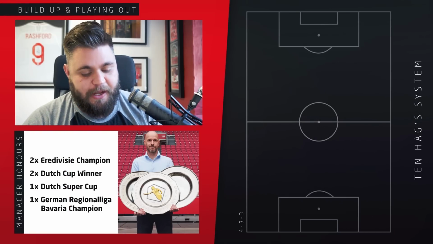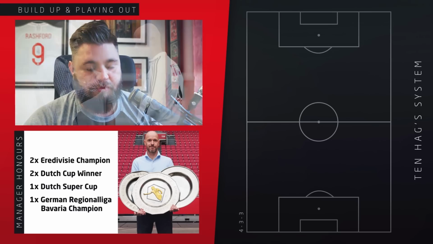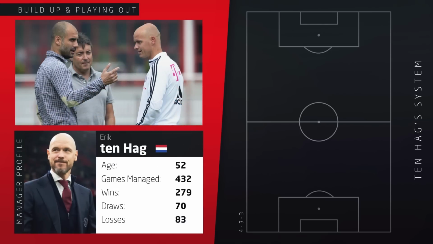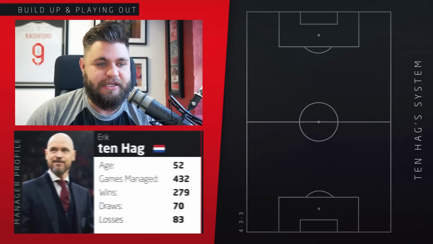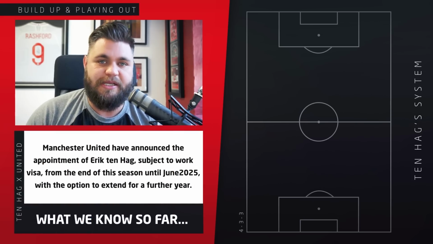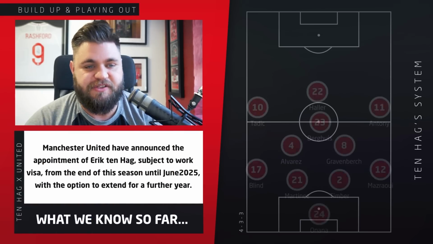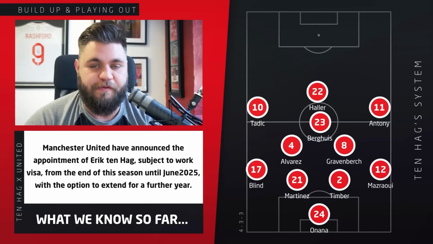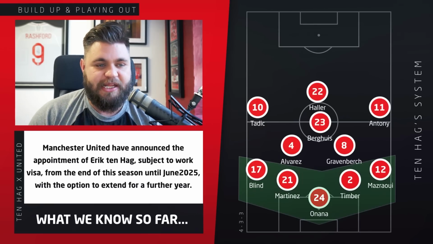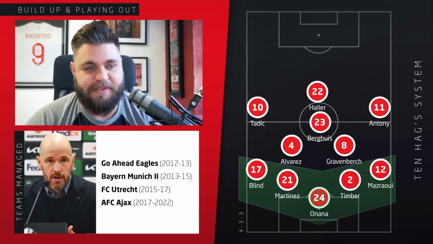And he mentions Ten Hag coaching Bayern 2 for a couple of years between 2013 and 2015 under the tutelage of Pep, who was obviously the first team coach at the time. And talking about the build-up play, playing out, Ajax utilise what's known as a ring of security. So the centre-halves, the goalkeeper and one or both of the fullbacks dropping in. Ajax regularly establish dominant build-up against an opposition attack.